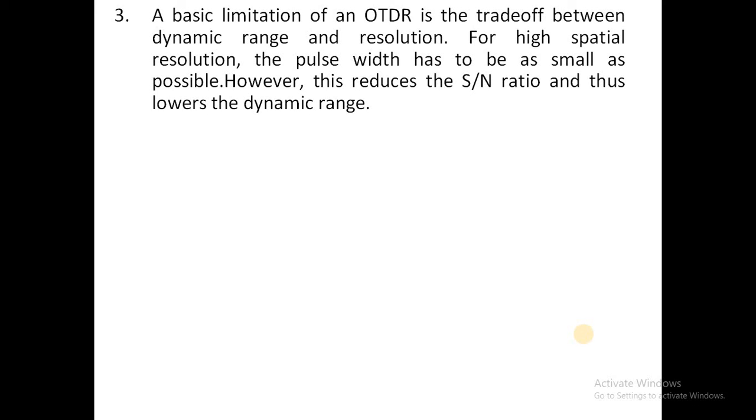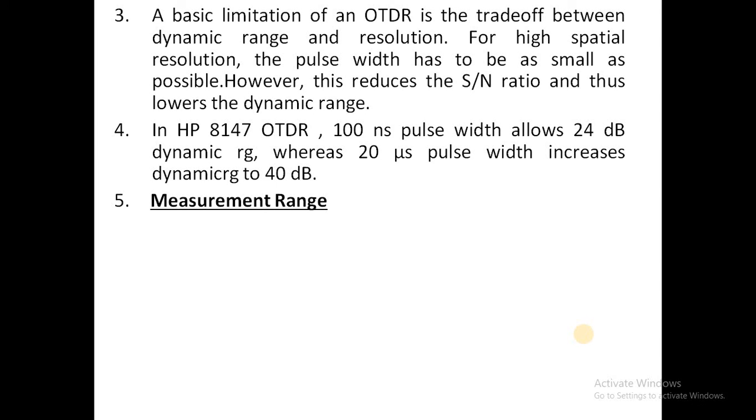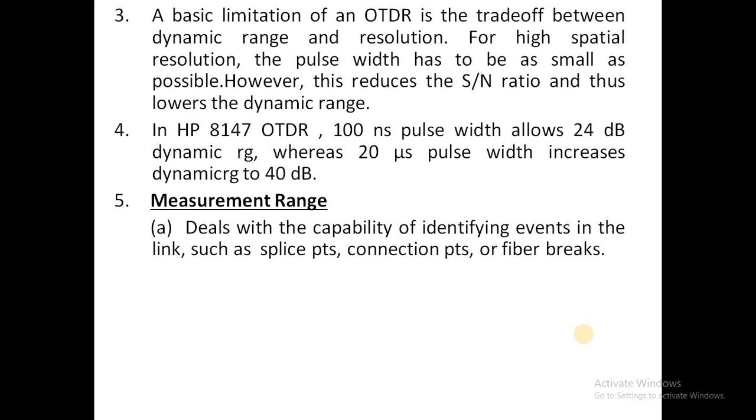The basic limitation on the OTDR is the trade-off between the dynamic range and the resolution. For high spatial resolution, the pulse width has to be as small as possible. However, this reduces the signal to noise ratio and thus lowers the dynamic range. The HP8147 OTDR with a 100 nanosecond pulse width allows 24 dB dynamic range, whereas a 20 microsecond pulse width increases the dynamic range to 40 dB.